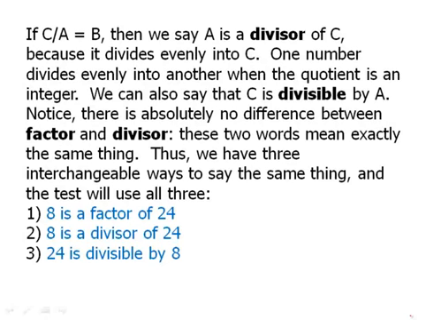Thus, we have three interchangeable ways to say the same thing, and the test will use all three. 8 is a factor of 24, 8 is a divisor of 24, and 24 is divisible by 8. And once again, all those three really say the same mathematical fact. It's precisely because we can multiply 8 times 3 and get 24 that we can divide 8 into 24 and get 3. That's exactly the same mathematical piece of information.